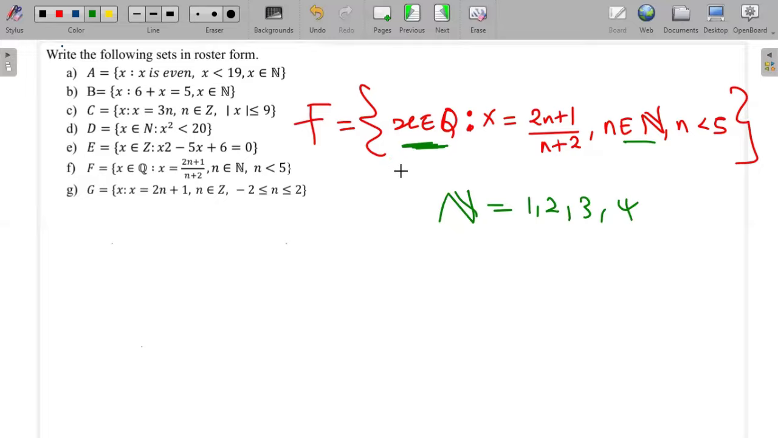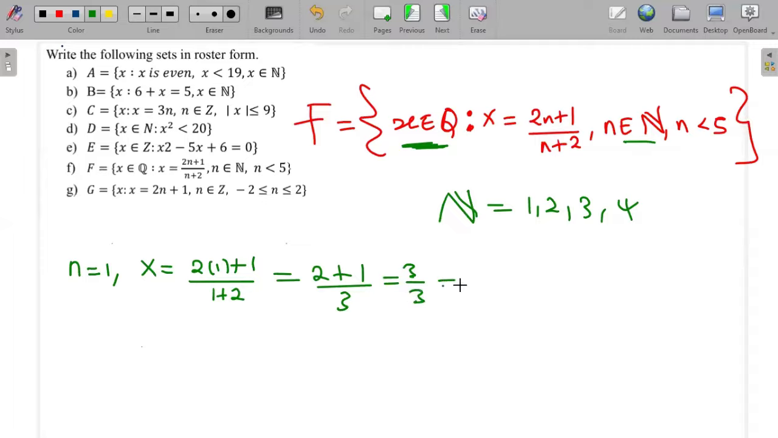Okay, so now to find the values of x that are going to be in set F, we're just going to say the first one is when n is equal to 1. So when n is equal to 1, then x will be equal to 2 multiplied by 1 plus 1 over 1 plus 2. So this will just be 2 multiplied by 1, 2, plus 1, and then 1 plus 2, 3. So I'll have a 3 on top and the 3 down. This will just be 1. So the first member of set F is going to be 1. Okay, what about when n is equal to 2?